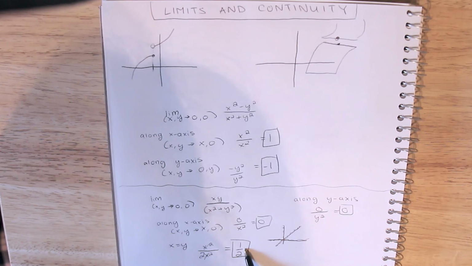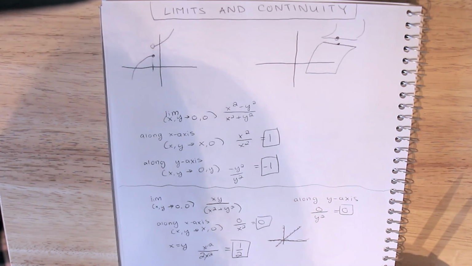Clearly this is different than 0, so we only need one to be different for the limit not to exist, and therefore it does not exist.